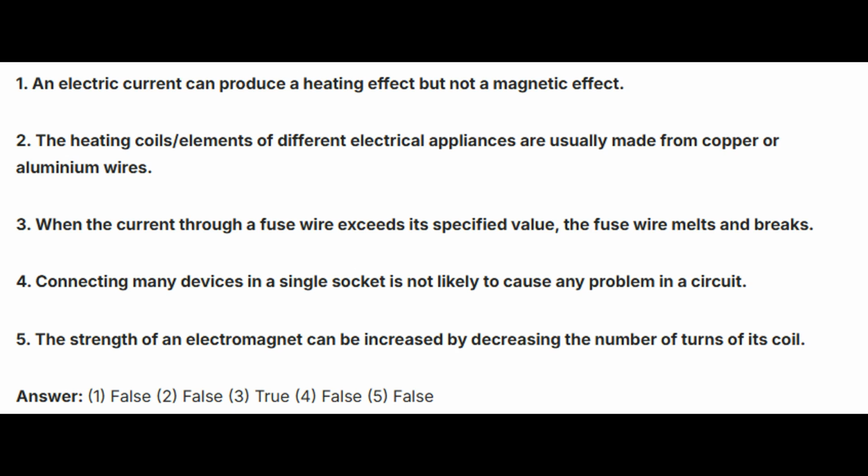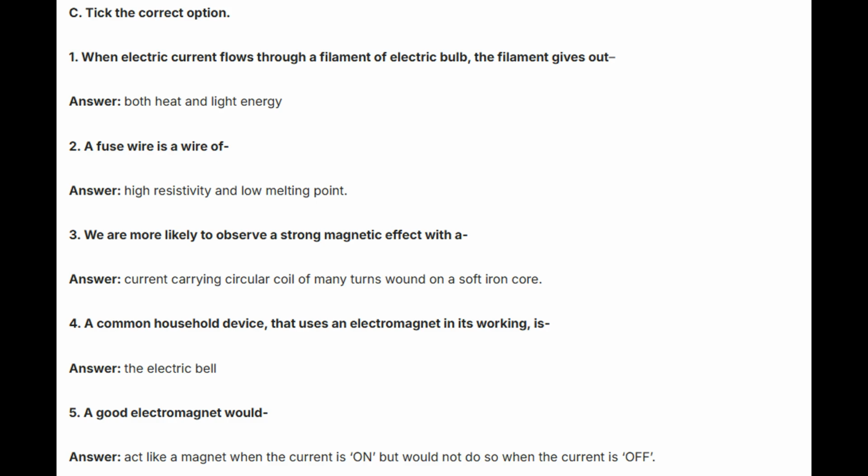Third, when the current through a fuse wire exceeds its specified value, the fuse wire melts and breaks. True. Fourth, connecting many devices in a single socket is not likely to cause any problem in a circuit. False. Fifth, the strength of an electromagnet can be increased by decreasing the number of turns of its coil. False.